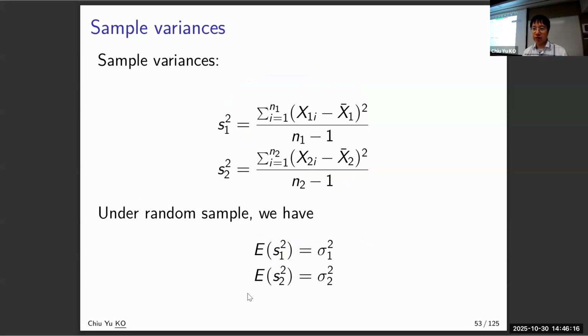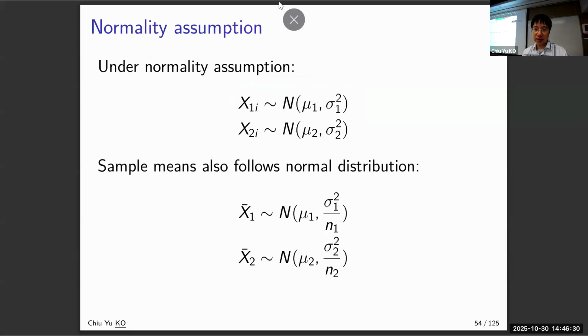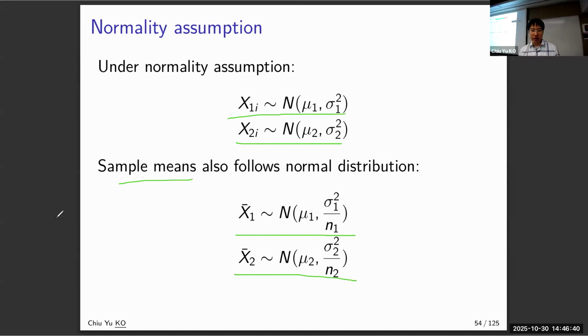The same goes for the sample variance, with n1 minus 1 and n2 minus 1 in the denominators, and they are all unbiased. So there's nothing new information here. And as I said, we assume the bell curve, so this means that the sample mean follows the bell curve as well. Once we know that, we are ready to do hypothesis testing, or A/B test, as we said.